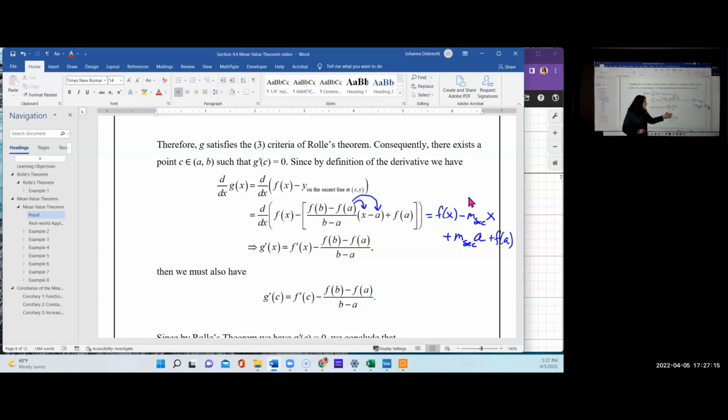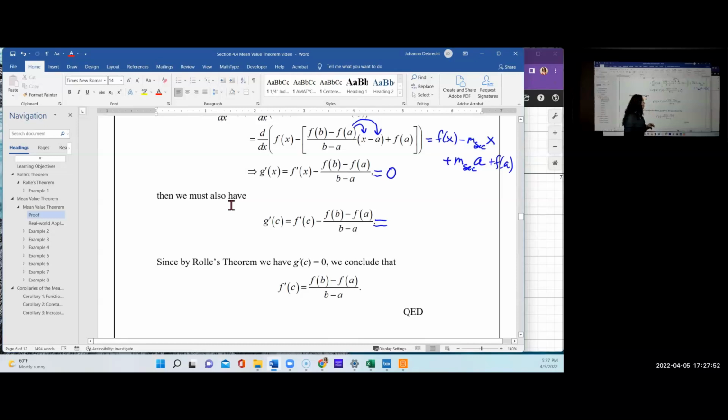When you're looking at this then, this says that g prime of x should be equal to 0. Remember, Rolle's theorem says there's a c, and the derivative at that point is equal to 0. So this part right here is equal to 0. If we move the slope of the secant line to the other side of the equation, then what we're basically saying is that f prime at c minus the slope of the secant line has to equal 0, which implies, of course, that f prime of c is equal to the slope of the secant line. This is what we were trying to prove.